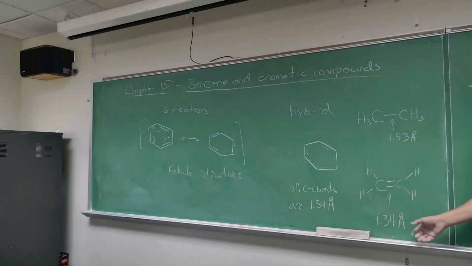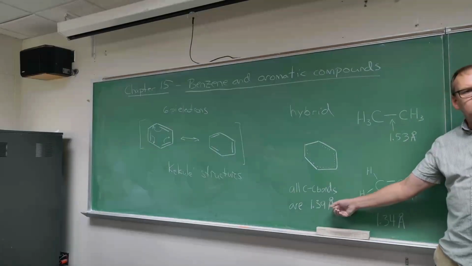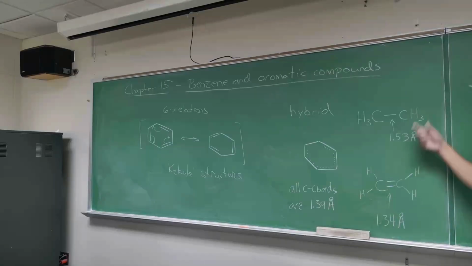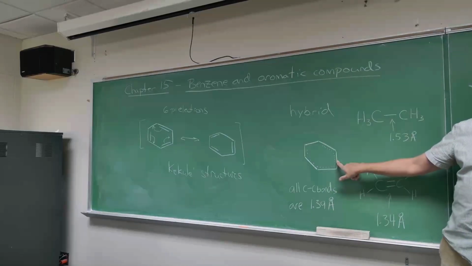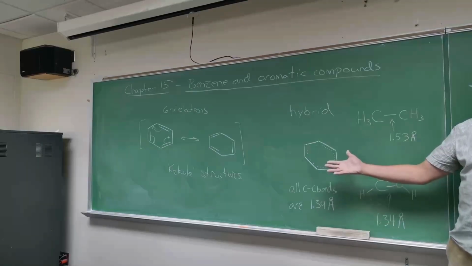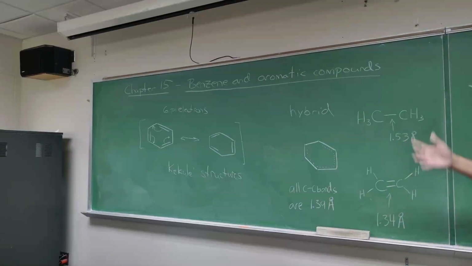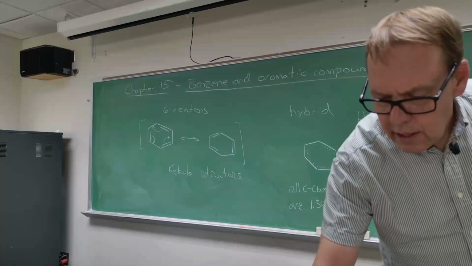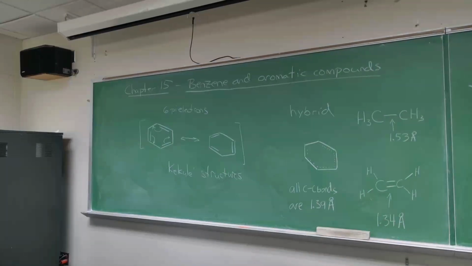So what this is saying is that benzene's bond length is somewhere halfway between these two. The bonds aren't full single bonds and they're not full double bonds. They're partial bonds, a bond and a half about. And they're all the same. It's a perfect hexagon. So that is benzene's structure.